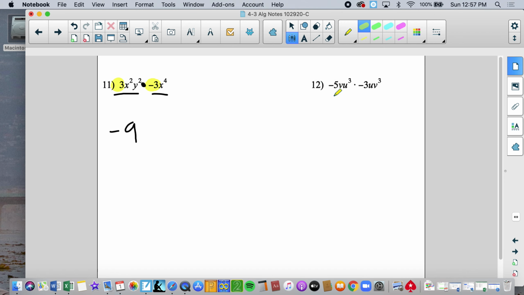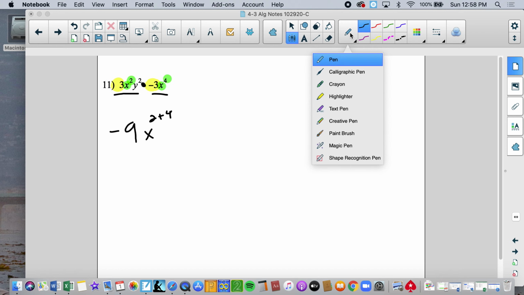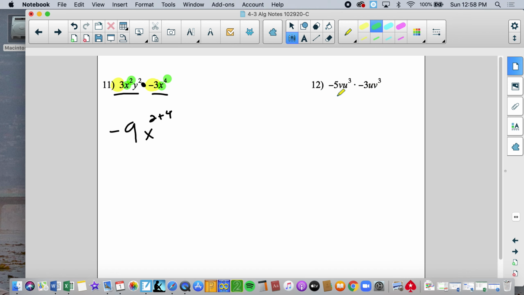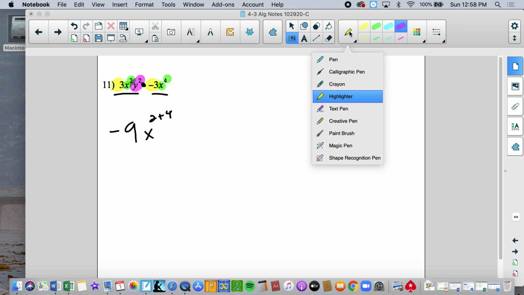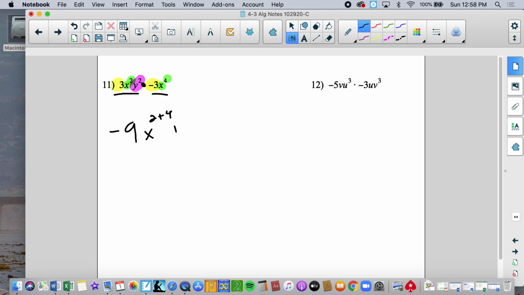So we can only combine like bases. That is x to the second, x to the fourth. So that's going to become x to the 2 plus 4. And then y to the second is a separate thing. That doesn't combine with the x's because they don't have like bases. So that's y squared. So my answer is negative 9, x to the 6th, y to the second.